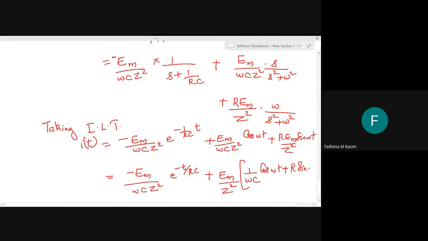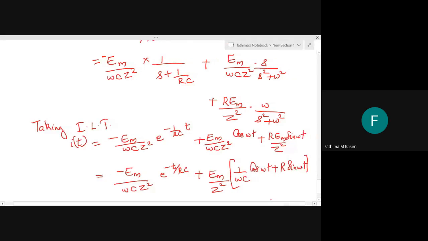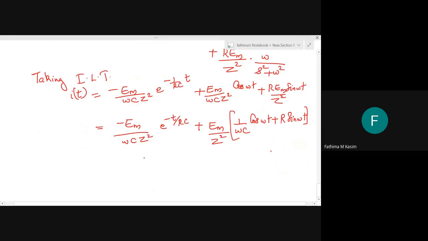So this is R sin omega t. So this is our expression. Now we can check the impedance triangle. So we have to substitute the values for cos omega t, and we have to substitute the values for 1 by omega c and R. So we can take the impedance triangle.